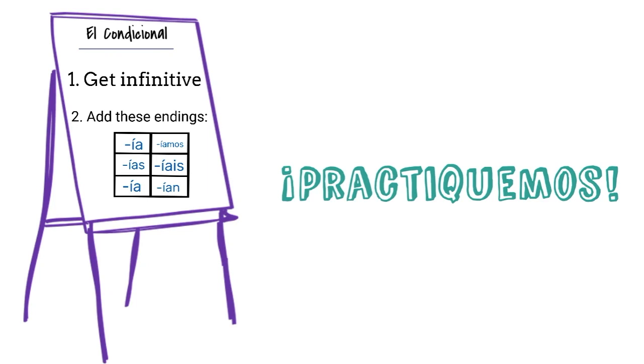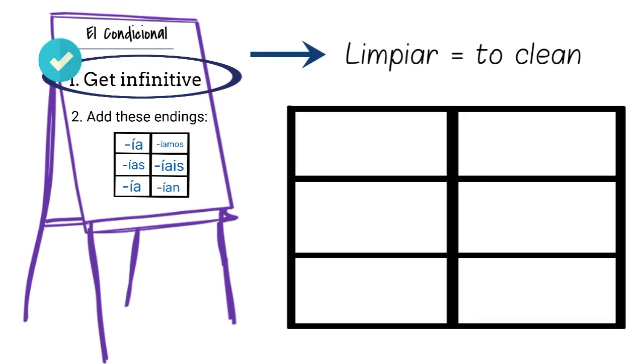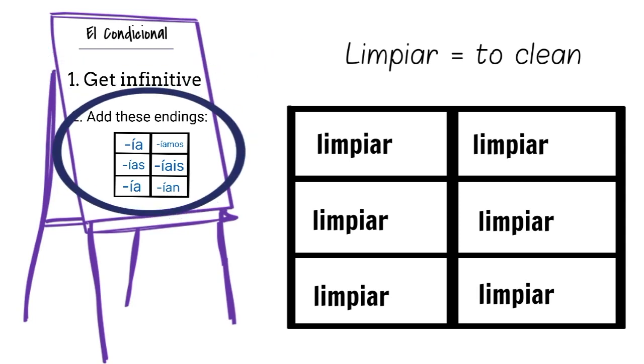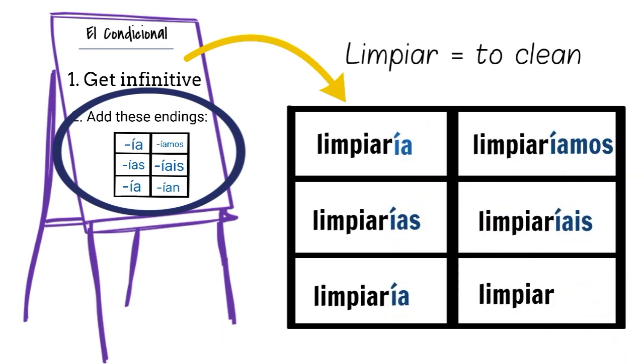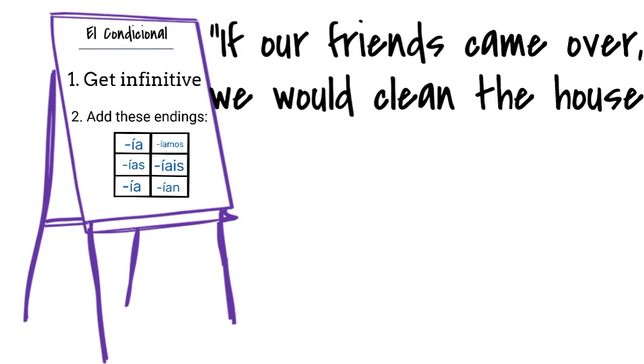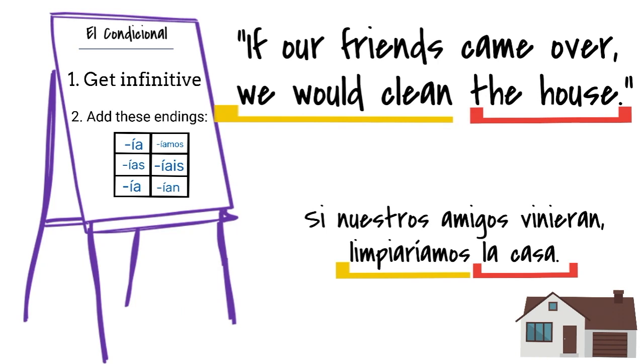Easy, right? Let's practice. The verb limpiar means to clean. Step 1, get the infinitive. That's easy, the infinitive is right here. With that in the chart, we add the endings, ía, ías, etc. So that gives us this chart. Notice how the accents tell us to emphasize those syllables. Yo limpiaría, tú limpiarías, ella limpiaría, nosotros limpiaríamos, vosotros limpiaríais, and ellos limpiarían. So to say, if our friends came over, we would clean the house, would be, si nuestros amigos vinieran, limpiaríamos la casa.